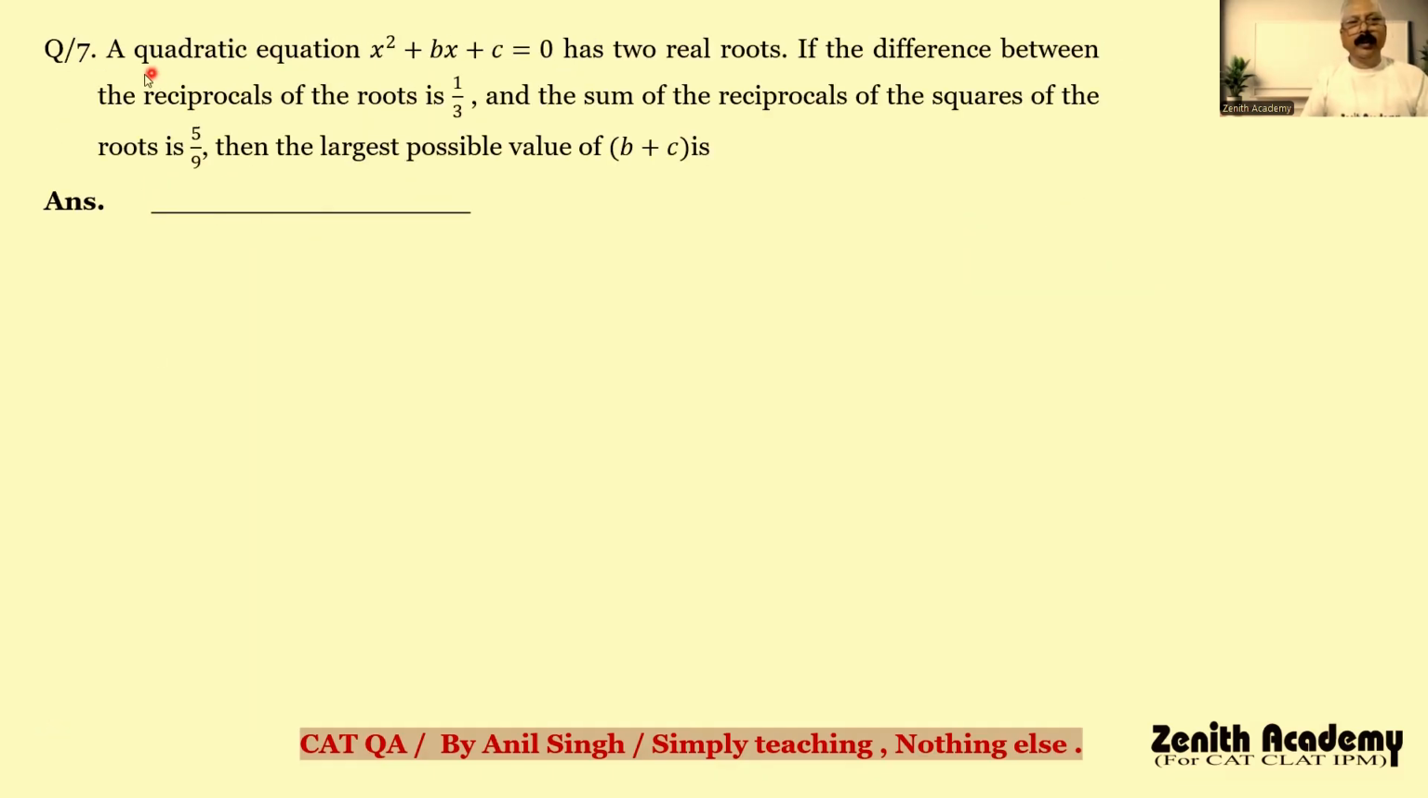Question number 7. A quadratic equation x square plus bx plus c equal to 0 has two real roots. If the difference between the reciprocals of the roots is 1 by 3 and the sum of the reciprocals of the squares of the roots is 5 by 9, then find the largest possible value of b plus c.